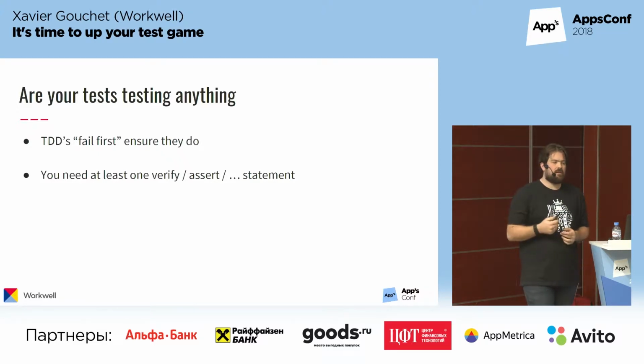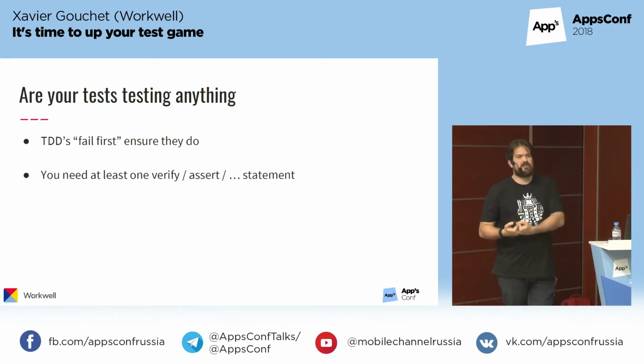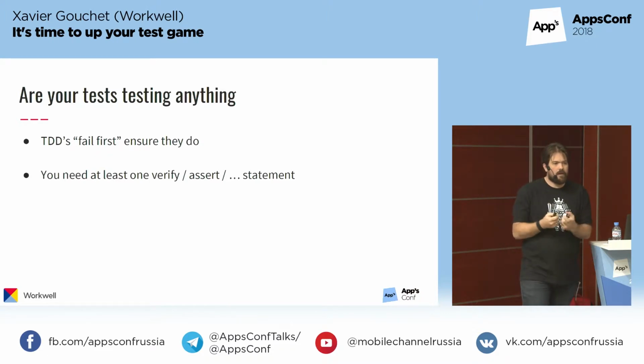The TDD fail-first paradigm ensures that you actually do test something, because you know that the test can fail. And it means that in every single test you have, you need to have that last part, which is the verifier, the assert, or the make-sure, where you verify something inside your code.